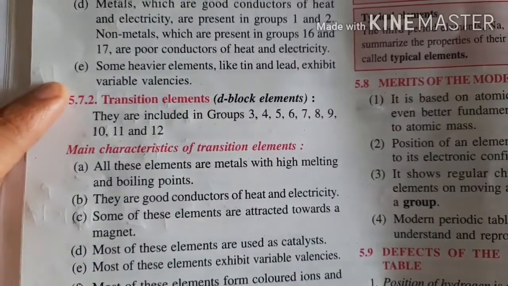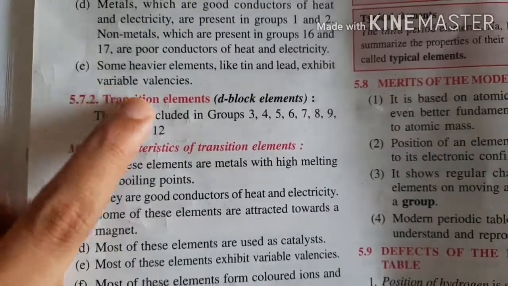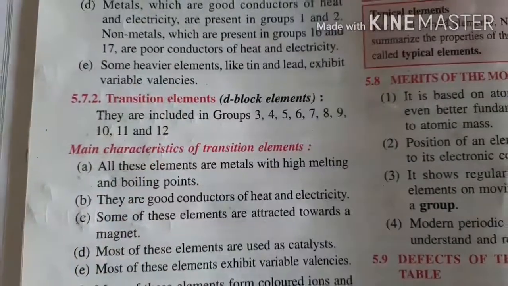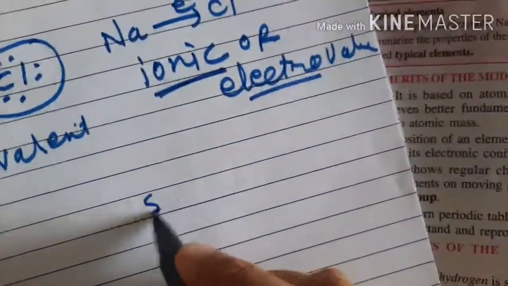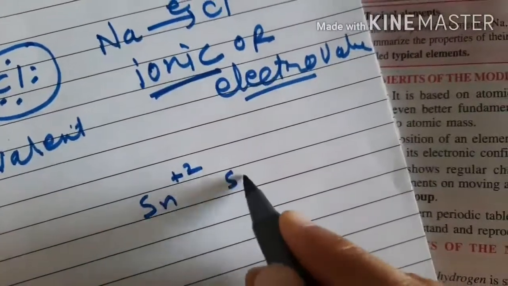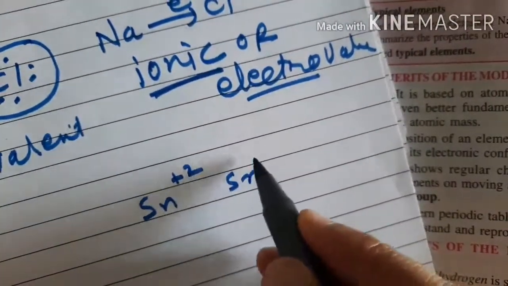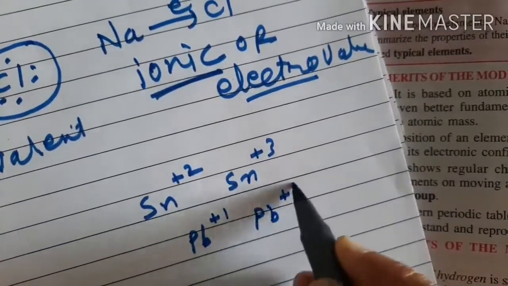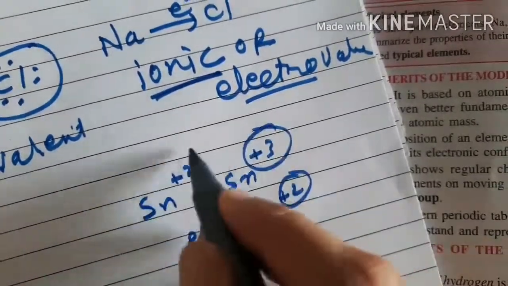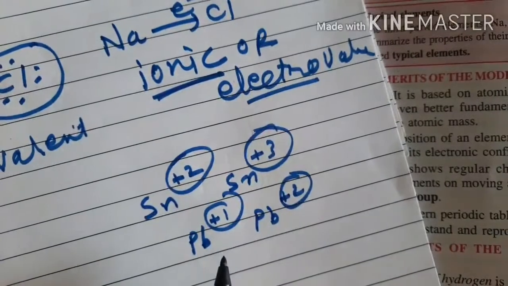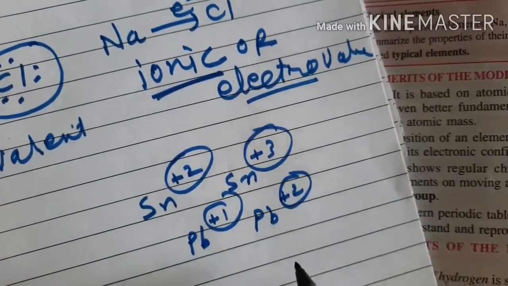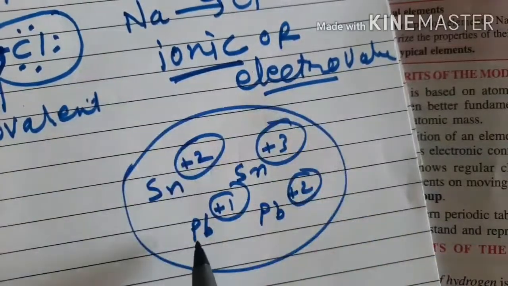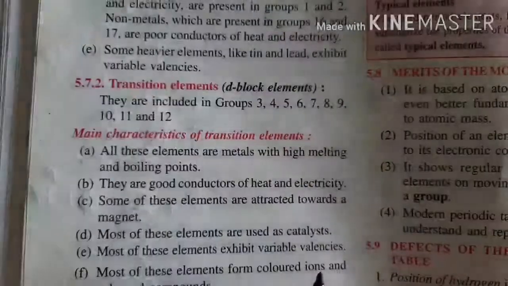Next, the heavier elements I mentioned have variable valencies. Tin, Sn, has +2 and +3 valency. Pb has +1 and +2. So they have variable valency. Why they have variable valency, you will learn in higher standards; don't ask me this question. These are exceptional cases because Sn and Pb have variable valencies.